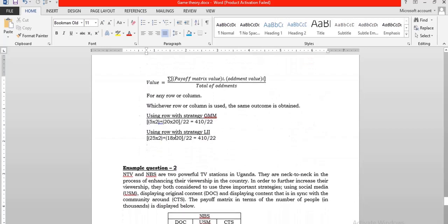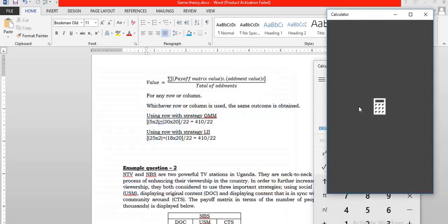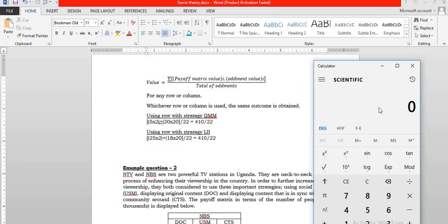Now, if I were to use a calculator here, we shall see that 410 divided by 22 is equal to 18.636, which is roughly 19. But if you're talking about number of customers, you are supposed to use a discrete value, which is 18.